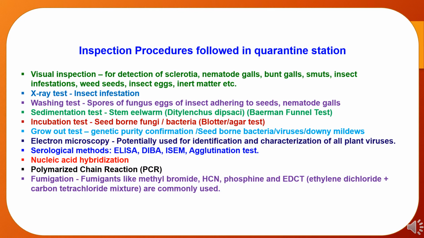There is the electron microscopic method also, which is potentially used for identification and characterization of all plant viruses. Serological methods are adopted like ELISA, DIBA test, and ISEM test, and nucleic acid hybridization is also followed. There is PCR testing, polymerase chain reaction, and fumigation, where fumigants like methyl bromide, SCN, phosphine, and EDCT, ethylene dichloride plus carbon tetrachloride mixtures, are used.